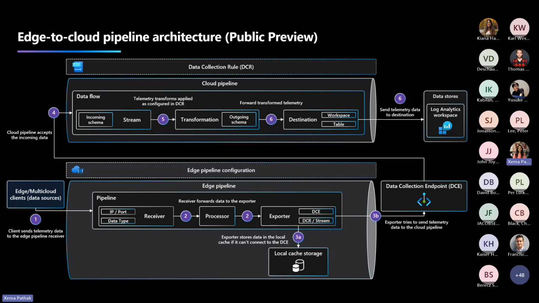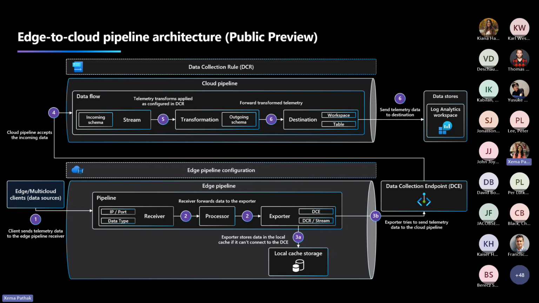Once you have all those things set up, let's see how the data will flow from your 100 Linux servers all the way up to the cloud. So here you have your 100 Linux servers. Now what you will do is, like I mentioned, Edge pipeline does not collect the data, it will just receive the data.